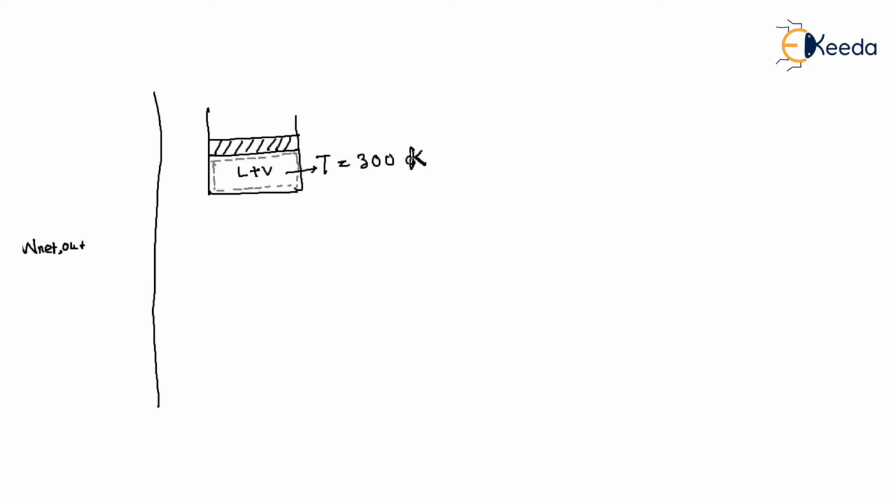During a constant pressure process, this is a constant pressure process, heat will be supplied to the system. Let's suppose 750 kilojoules of heat is supplied to the system at constant pressure. The piston will move in a very slow manner, so the pressure is constant throughout, right?